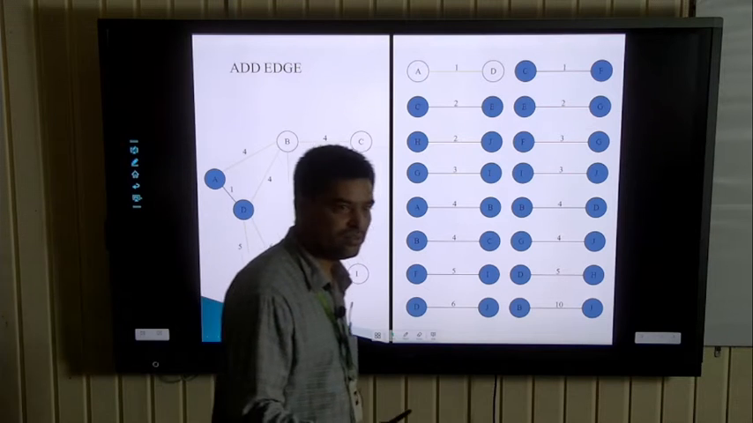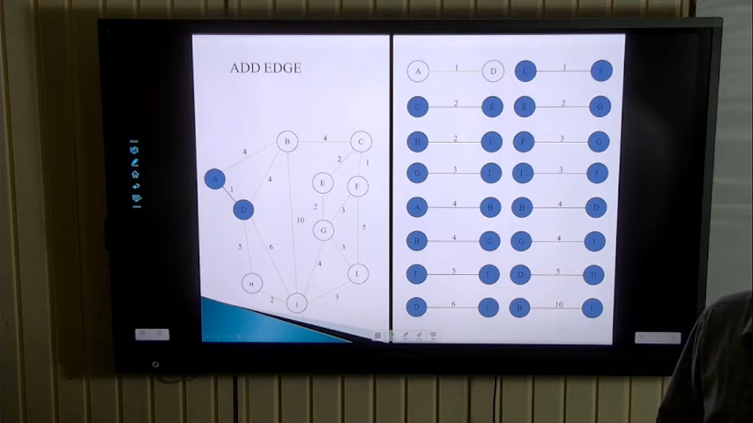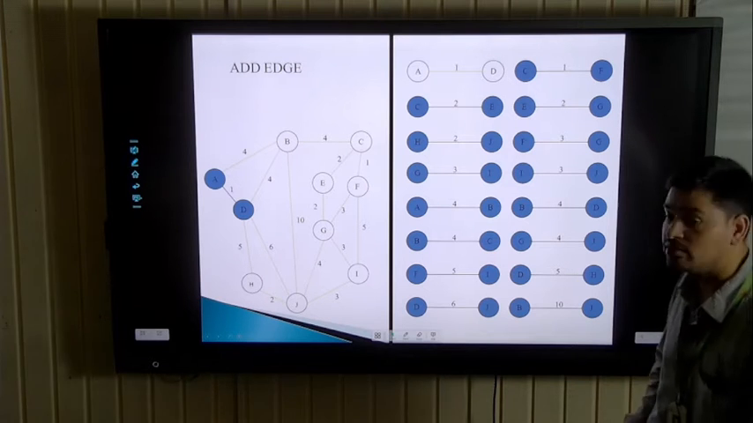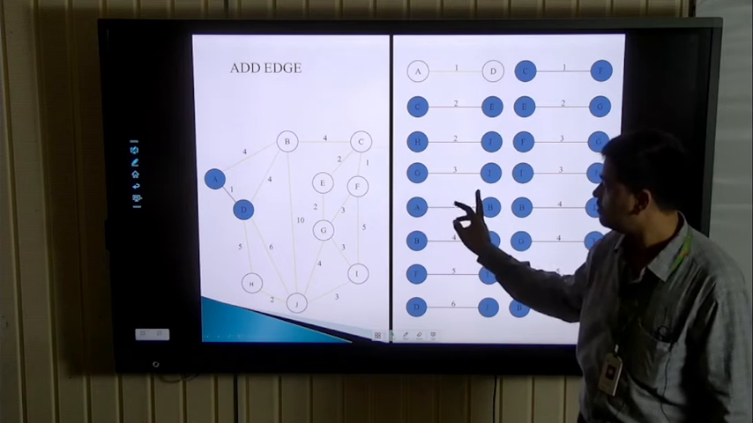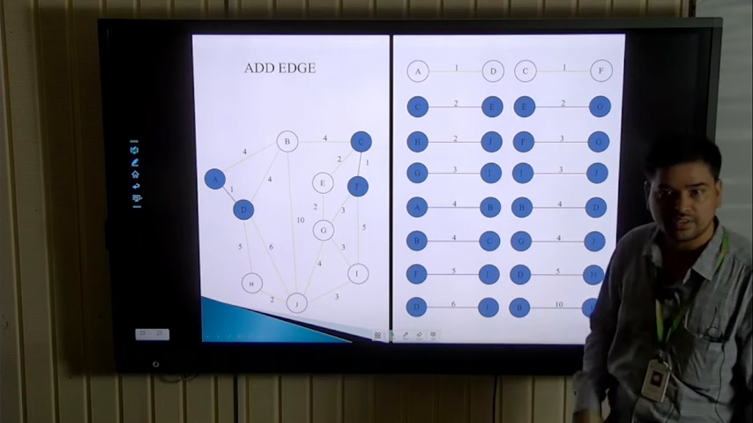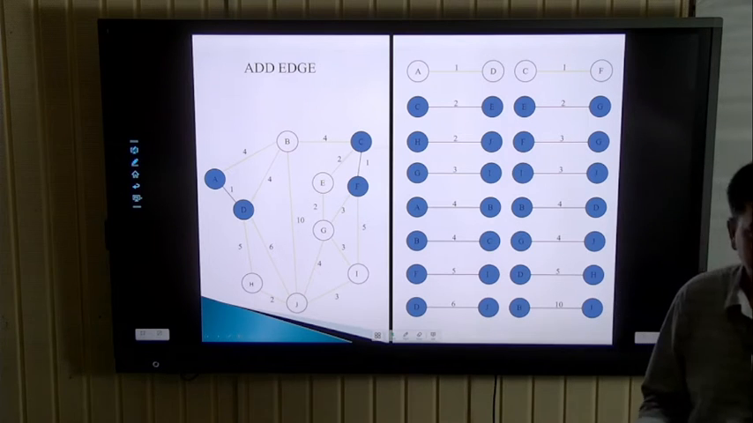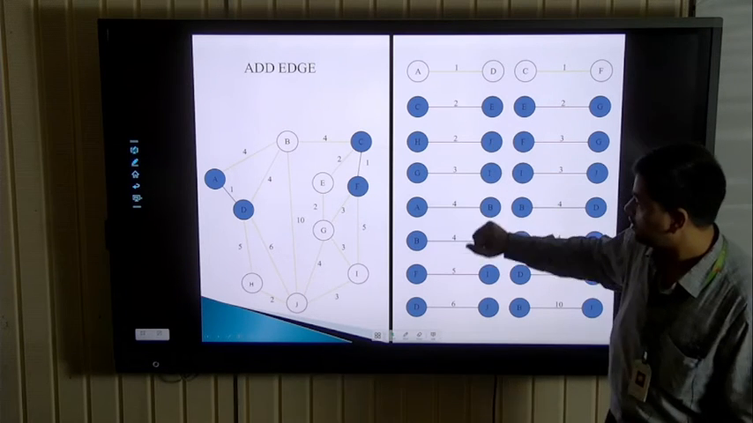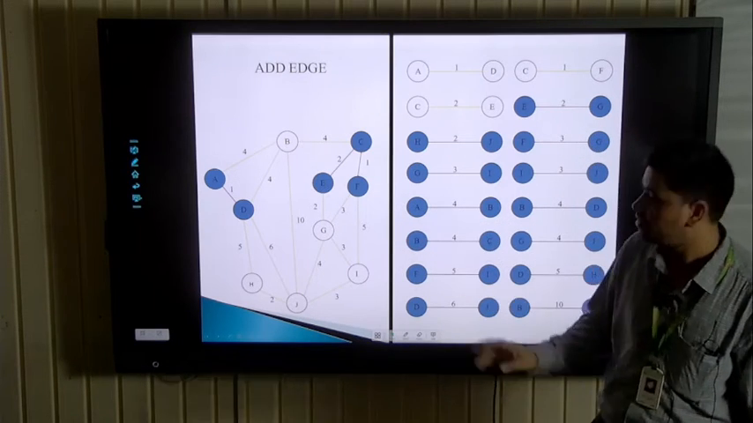Now the next minimum cost edge. Which one? C to E. Is that correct? C to E. Clear? It means this one. Now next.